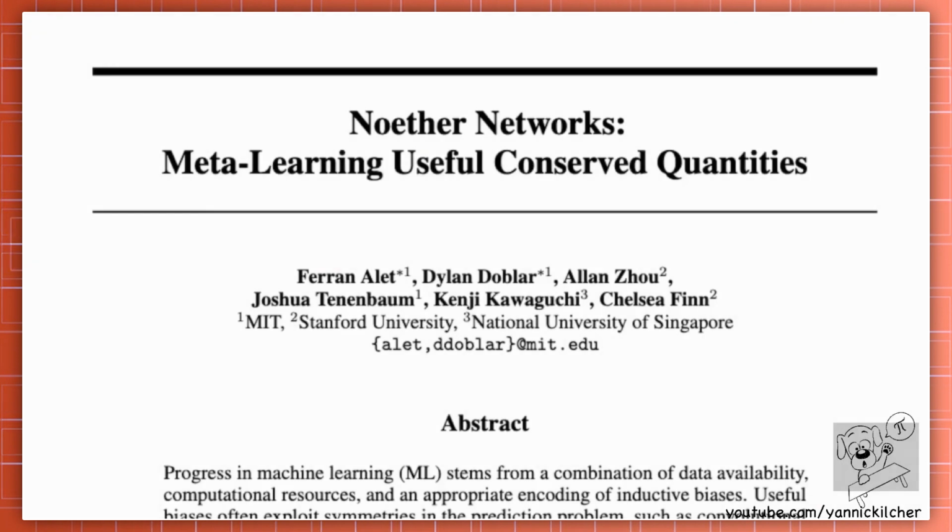Hello there. Today we'll look at Noether Networks, Meta-Learning Useful Conserved Quantities by Ferran Alet and Dylan Doblar and others. This is another one of the with-the-authors installments, where I just discuss the paper briefly right now, and then we'll jump into an interview with one of the first authors, Ferran, and we'll go through the paper together. I think Ferran can explain this so much better than I can, and I'm also able to ask some of my dumb questions. So this was a lot of fun, and I definitely invite you to stick around. If you already know a little bit what the paper is about, feel free to skip ahead.